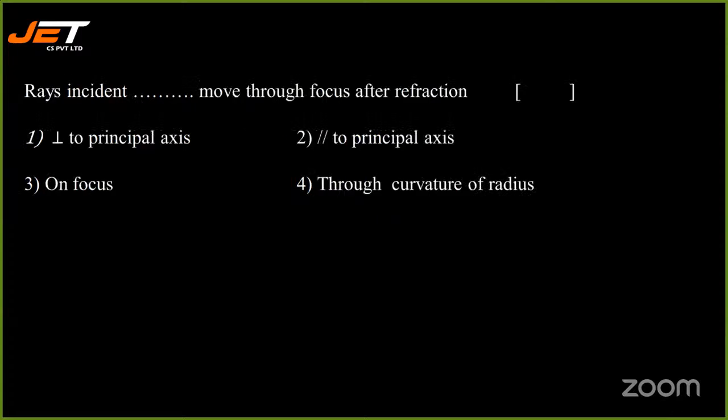Next question. Rays incident dash move through focus after refraction. So the rays should be parallel to principal axis or perpendicular to principal axis, or should be on focus, or should be moving through center of curvature, so that it can move through focus after refraction. It is simple. Again, you have to go back to your basics, the first ray diagrams. So where should the rays be coming from in order to move through focus after refraction? Good, Ganesh. So it should be parallel to principal axis.